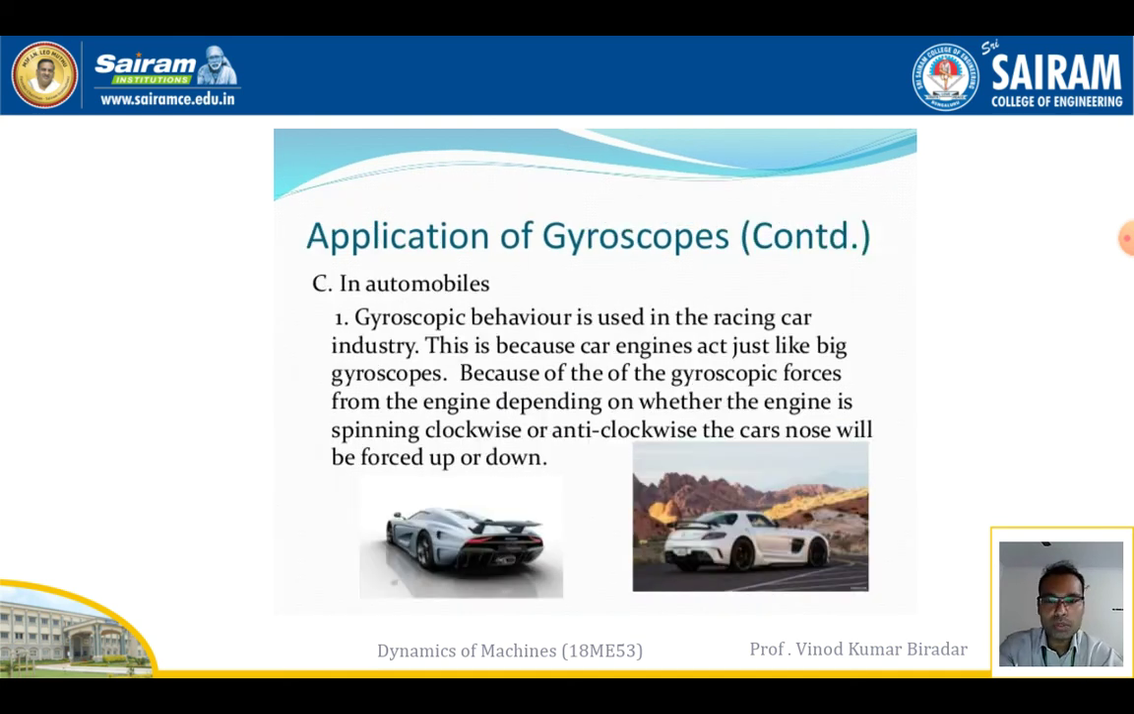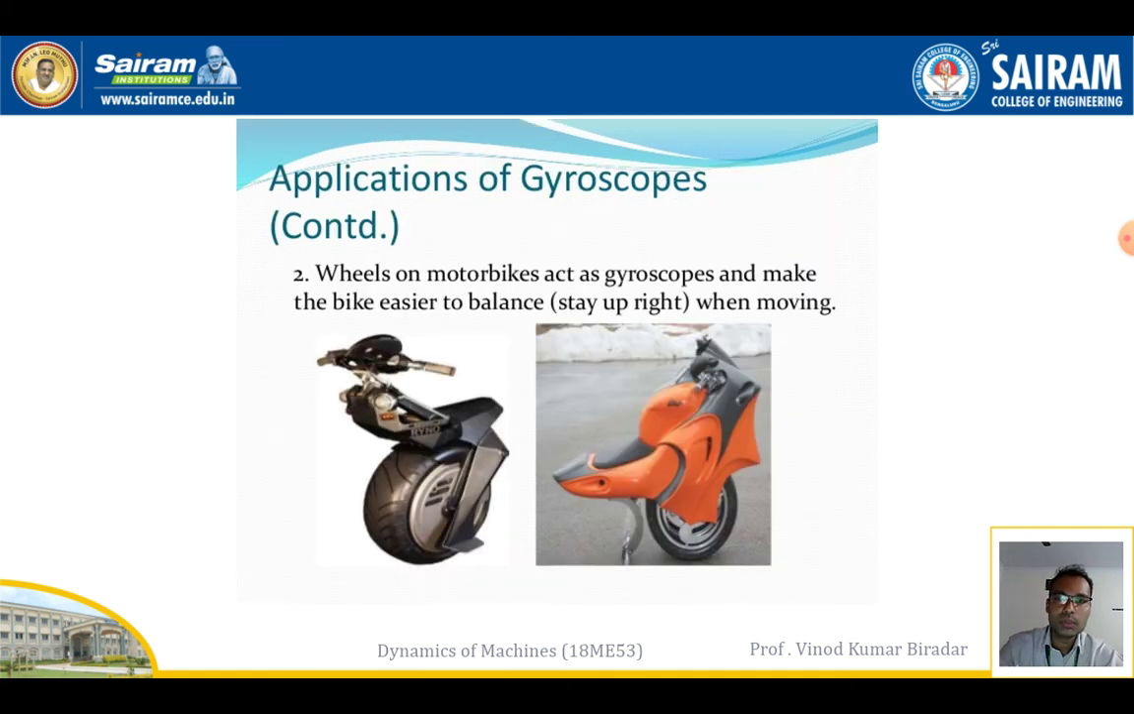In automobiles also we are going to use the gyroscope. Gyroscopic behavior is used in the racing car industry. This is because a car engine acts just like a big gyroscope. Because of the gyroscopic forces from the engine, depending on whether the engine is spinning clockwise or anticlockwise, the car will be forced up and down. The turning moment is used to detect this gyroscope effect in the automobile sector. Next is the wheel on a motorcycle. Small vehicle elements also use a gyroscope to detect direction.